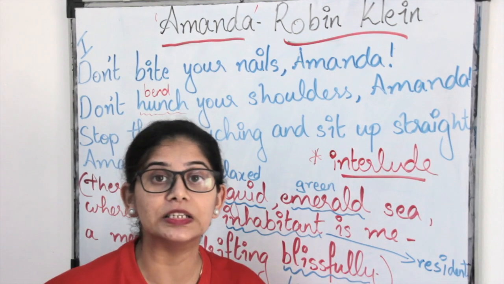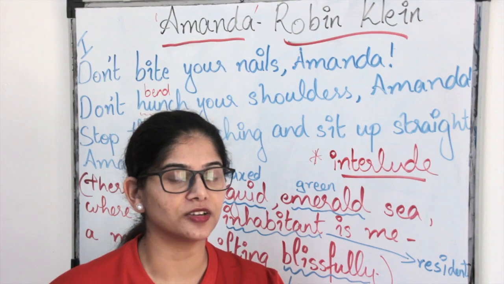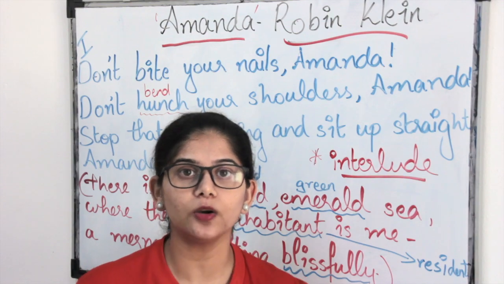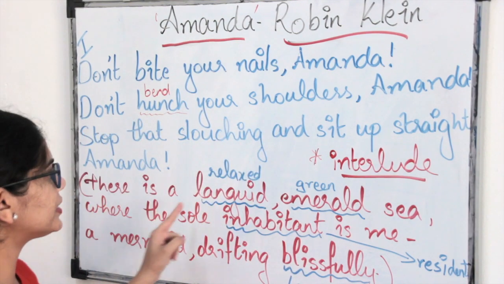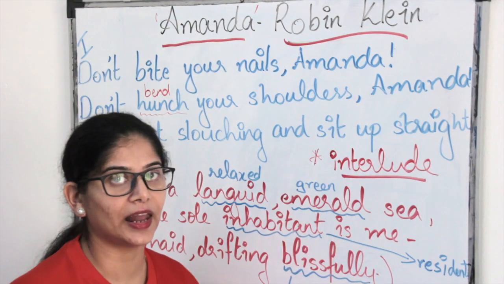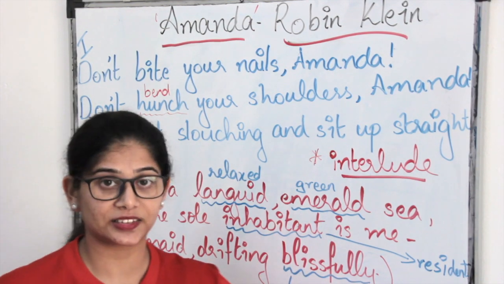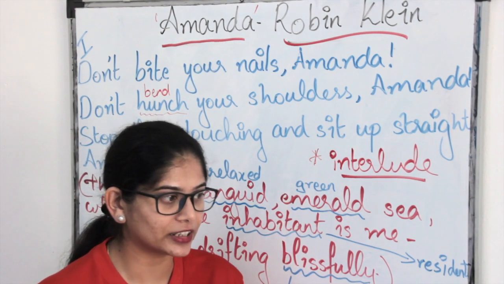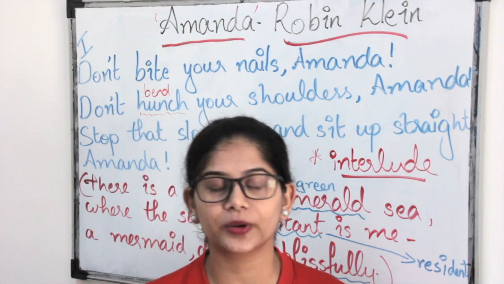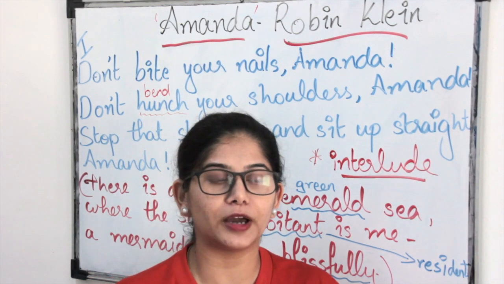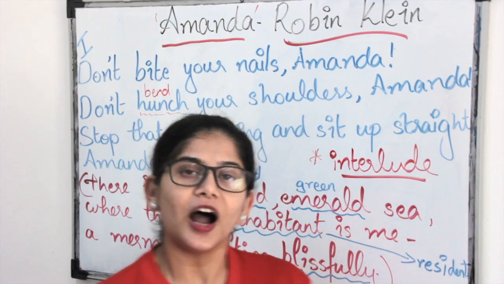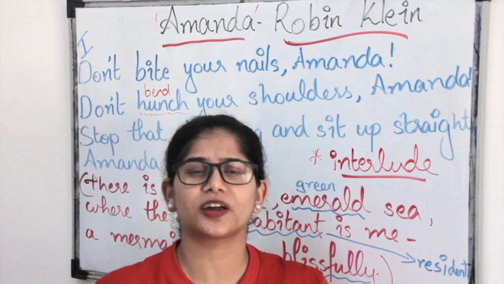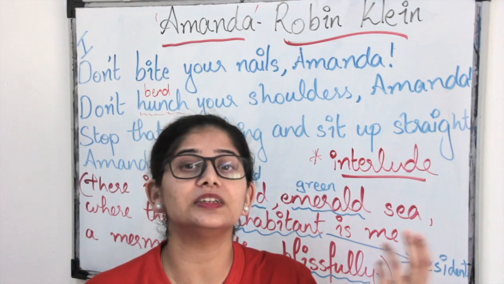Now we move on to the interlude. When the mother is giving instructions, the child, Amanda, is thinking about something else. So we'll see what that is. There is a languid emerald sea. Languid means relaxed. Emerald means a green color. We normally say the color green stands for hope. So over here, Amanda is dreaming. What is she dreaming? I feel that I am relaxed, and no one is there to pressurize me. So I'm relaxed in a green, beautiful sea.